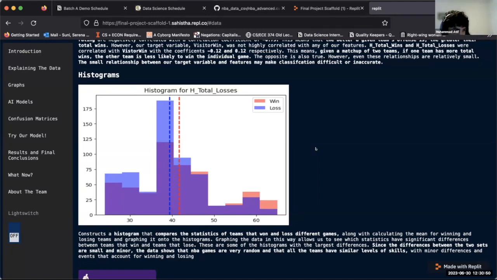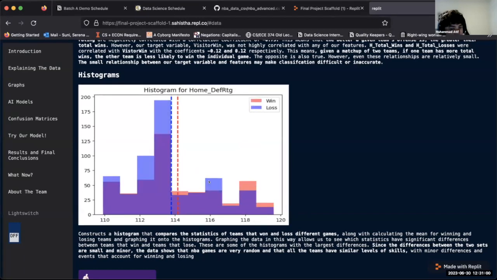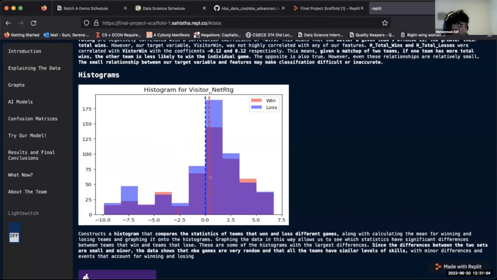So the overarching theme that we got here was that there's only very minor differences between NBA teams that win more and lose more, which I guess makes sense because all of these teams are in the NBA and all teams have similar levels of skill. And these minor differences can account for winning and losing.